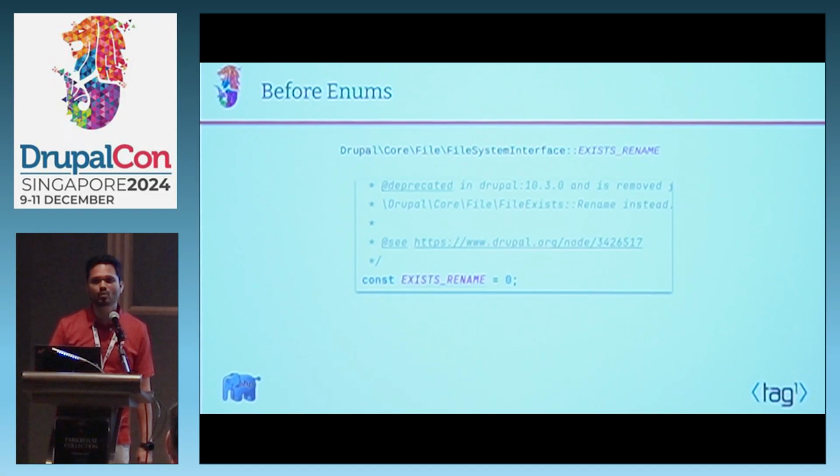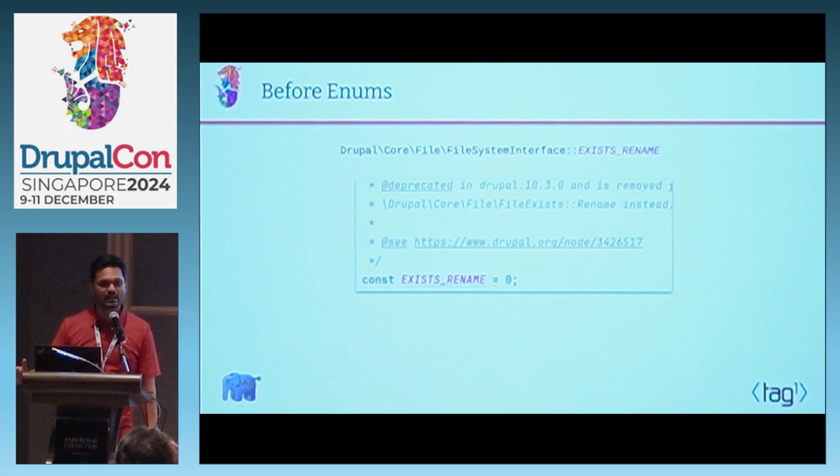But the second time you upload the same file, there's test_0.png, and so on. That's the default value. So basically, constants were used previously to limit the amount of values present. So this is an example of rename, and as you can see, this has been deprecated in Drupal 10.